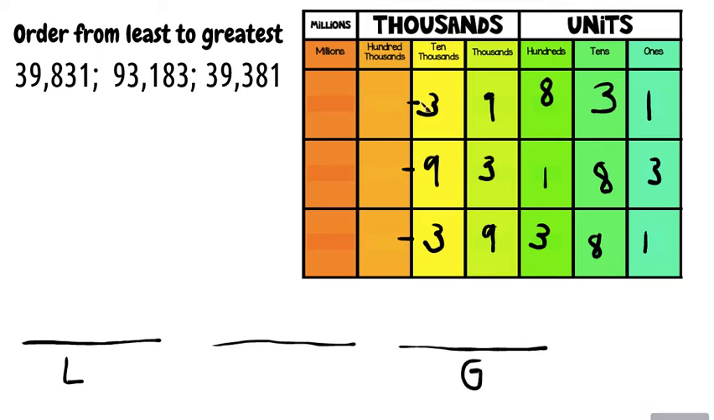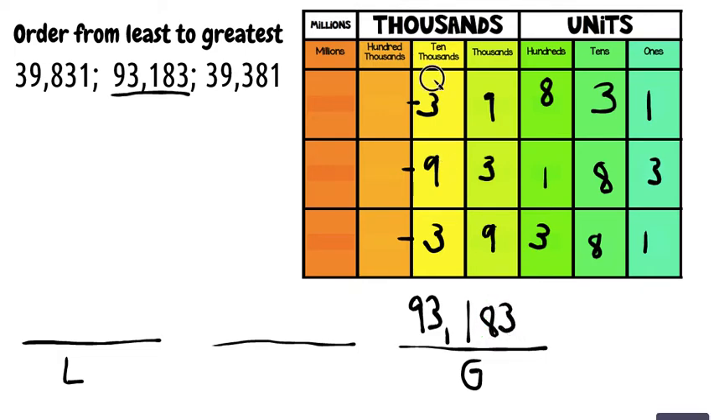So between these numbers, I know that the 3-digit, or 30,000, and the 3-digit, 30,000, is smaller than the 9-digit, which represents 90,000. So I don't know which one yet is smaller, but I do know that the 9-digit is going to be our largest number. So whichever one of my numbers begins with the 9-digit is the one I know is the greatest. So I'm going to go ahead and already write that down. So I have 93,183 as my greatest number.